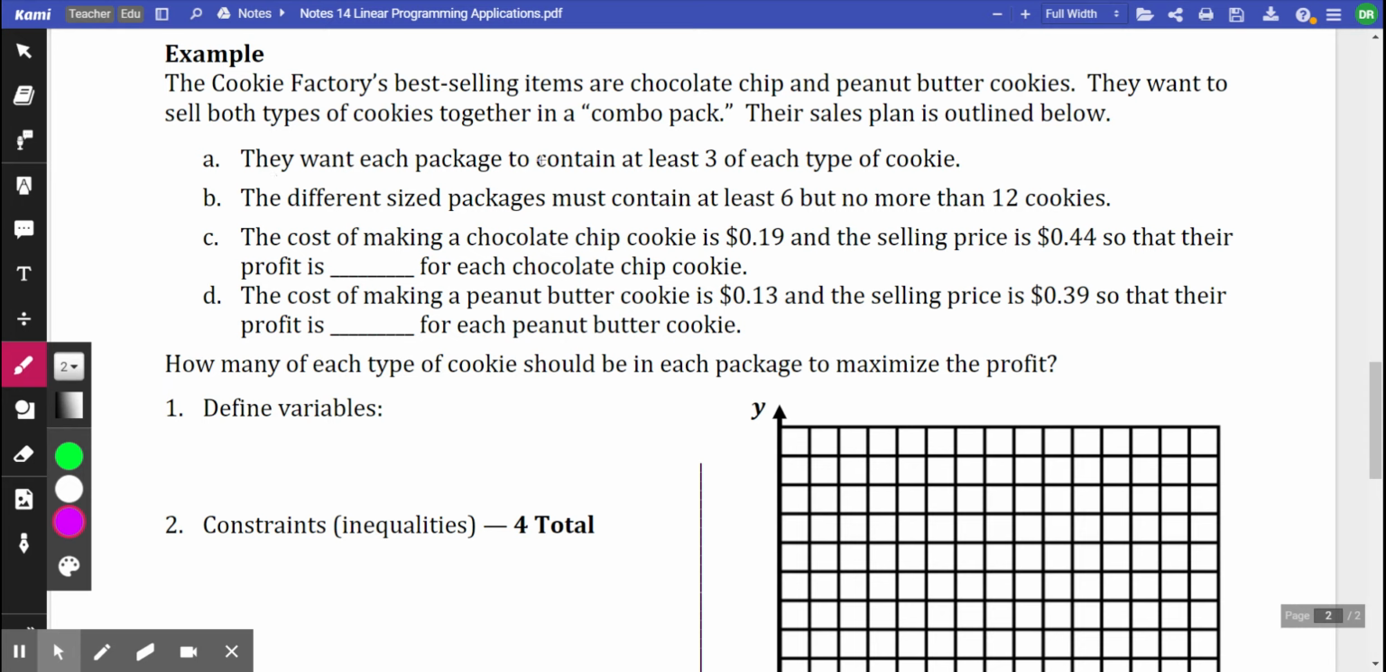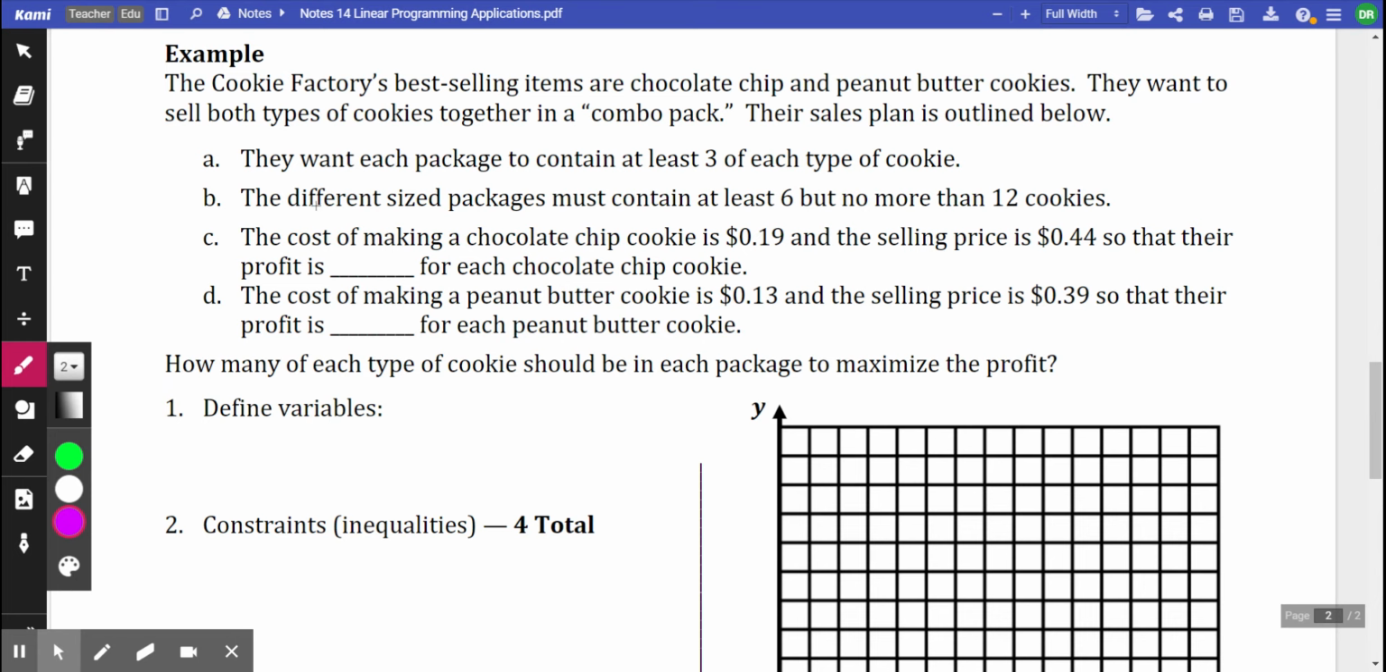They want each package to contain at least 3 of each type of cookie. So we know that the combo pack will be guaranteed to have 3 chocolate chip and 3 peanut butter cookies or more. That's a couple of constraints we're seeing already. We will have at least 3 chocolate chip and 3 peanut butter cookies in a pack.